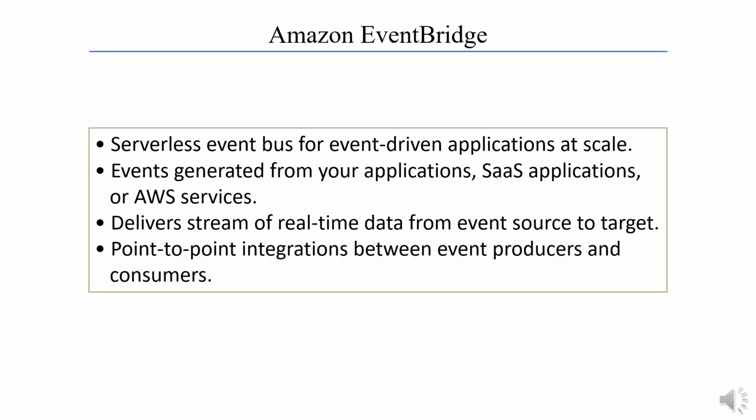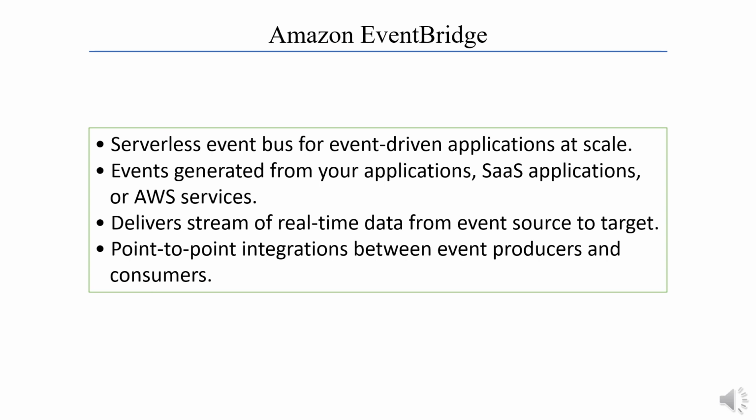Amazon EventBridge is a serverless event bus that makes it easier to build event-driven applications at scale. The events are generated from your applications, integrated software as a service (SaaS) applications, or AWS services. Amazon EventBridge delivers a stream of real-time data from event producer to consumer applications. For example, Zendesk or Shopify as producer and AWS Lambda and other SaaS applications as consumer.